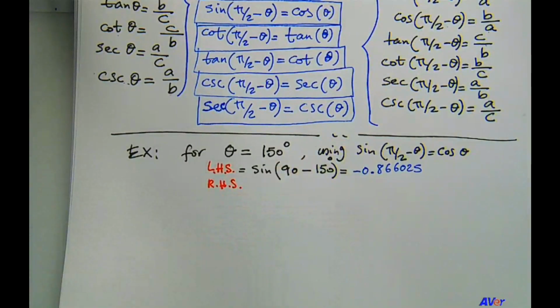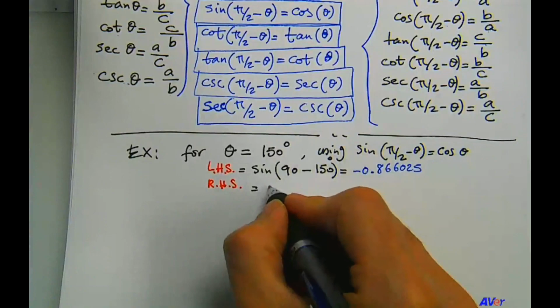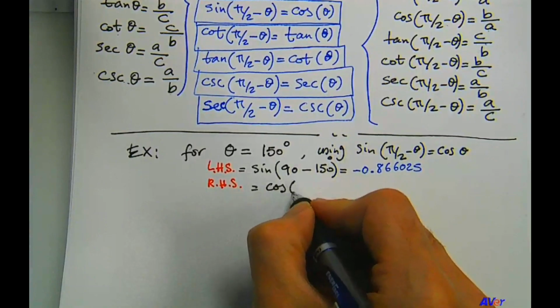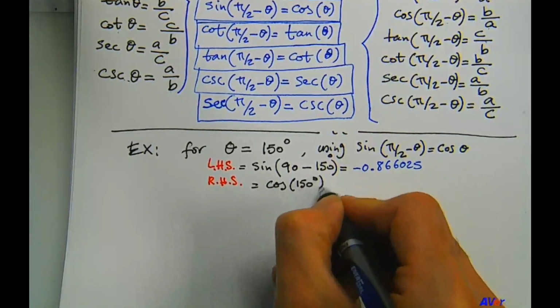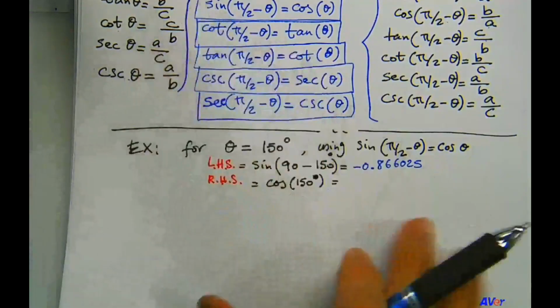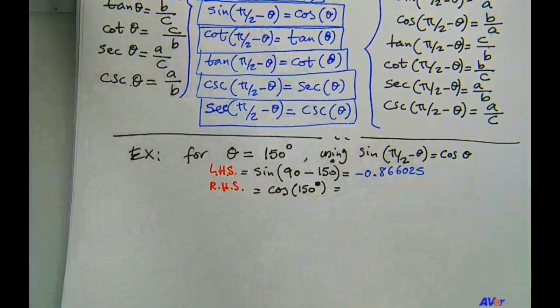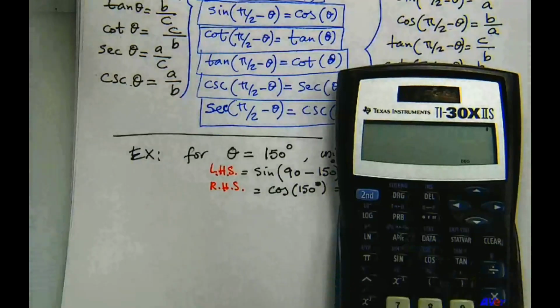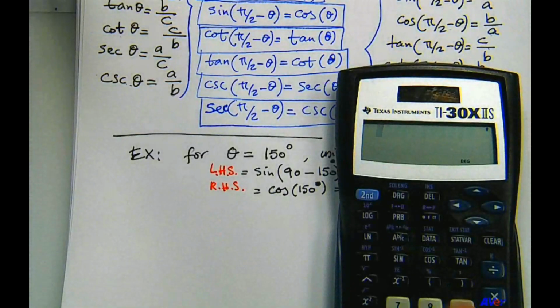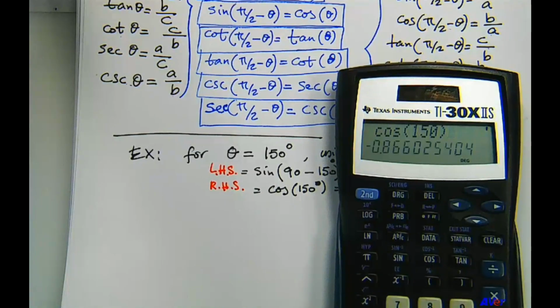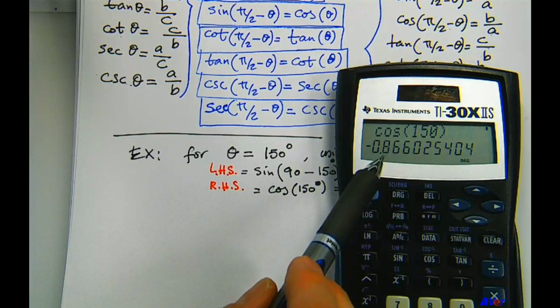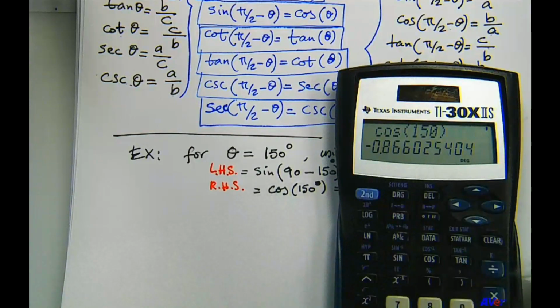would be equal to cosine of theta, right? Or cosine of 150 degrees. So according to this formula, these two should be equal to each other. Let's see if they are. So I'm going to put this here, cosine of 150 degrees, and enter, minus 0.866025. So they are equal.